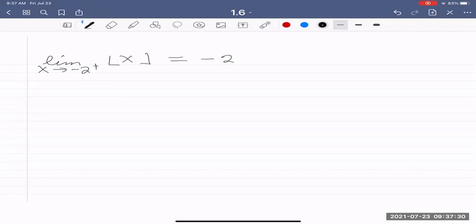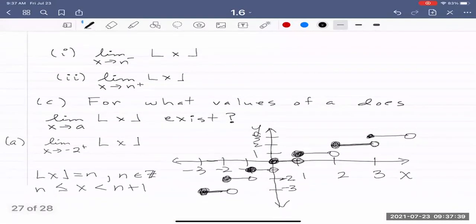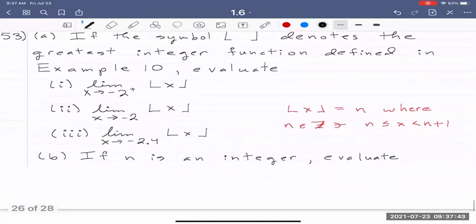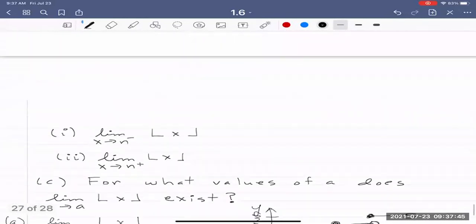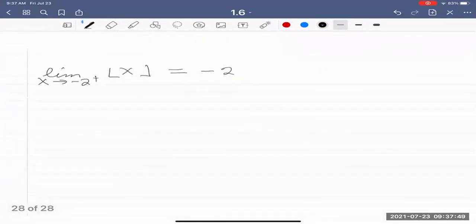Let me do part 2 of this. So that was part 1. Was it called A or part 1? Oh, it was called A part I. Okay, so this is A part I. Now let's do part 2 of A.